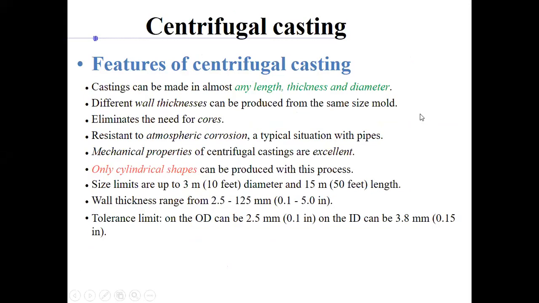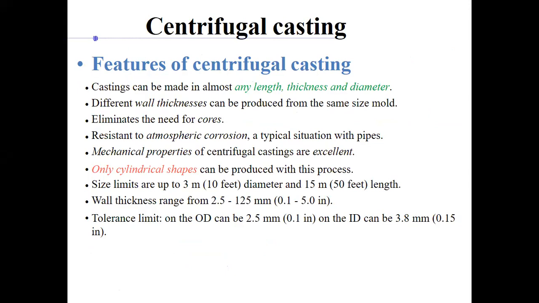Okay, you see the features of centrifugal casting. The castings can be made in almost any length, thickness, and diameter. Different wall thicknesses can be produced from the same size mold. It depends on the speed, isn't it? The more speed you provide, the less the thickness will be, and it will get more dense. So the wall thickness can be manipulated.